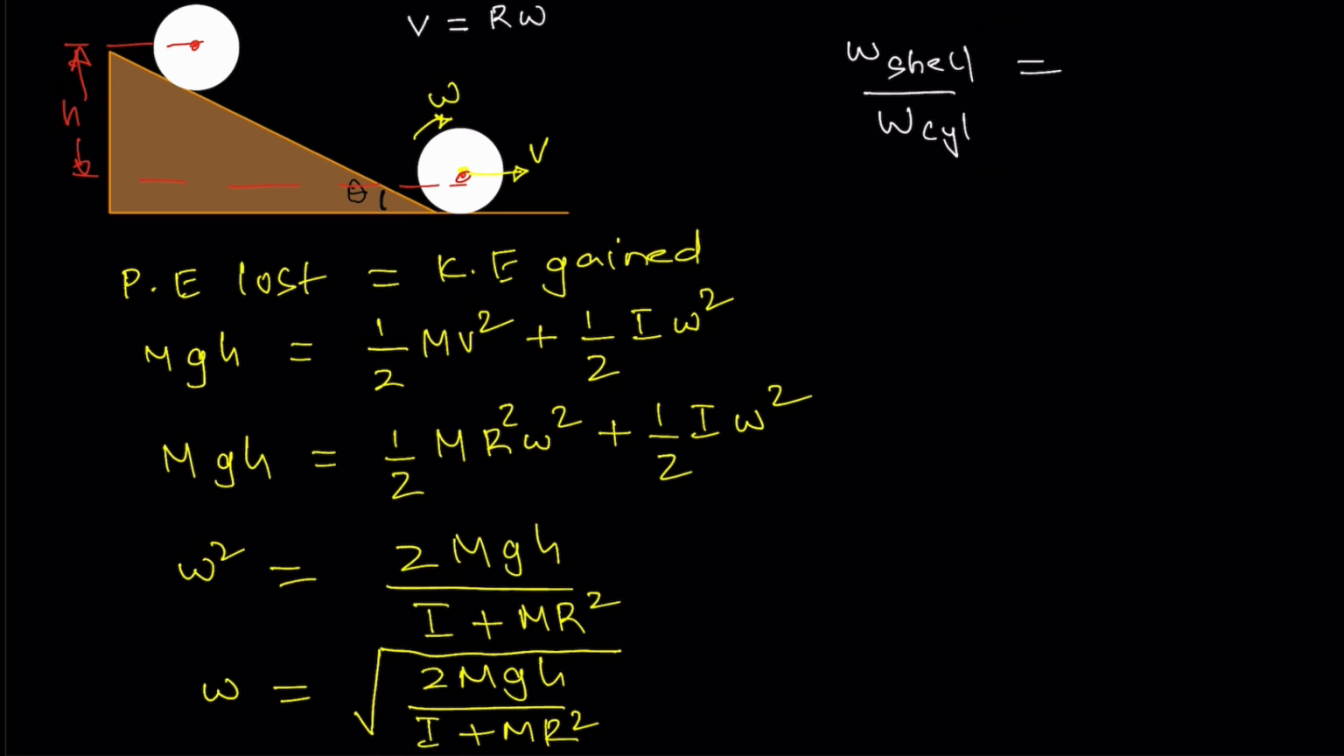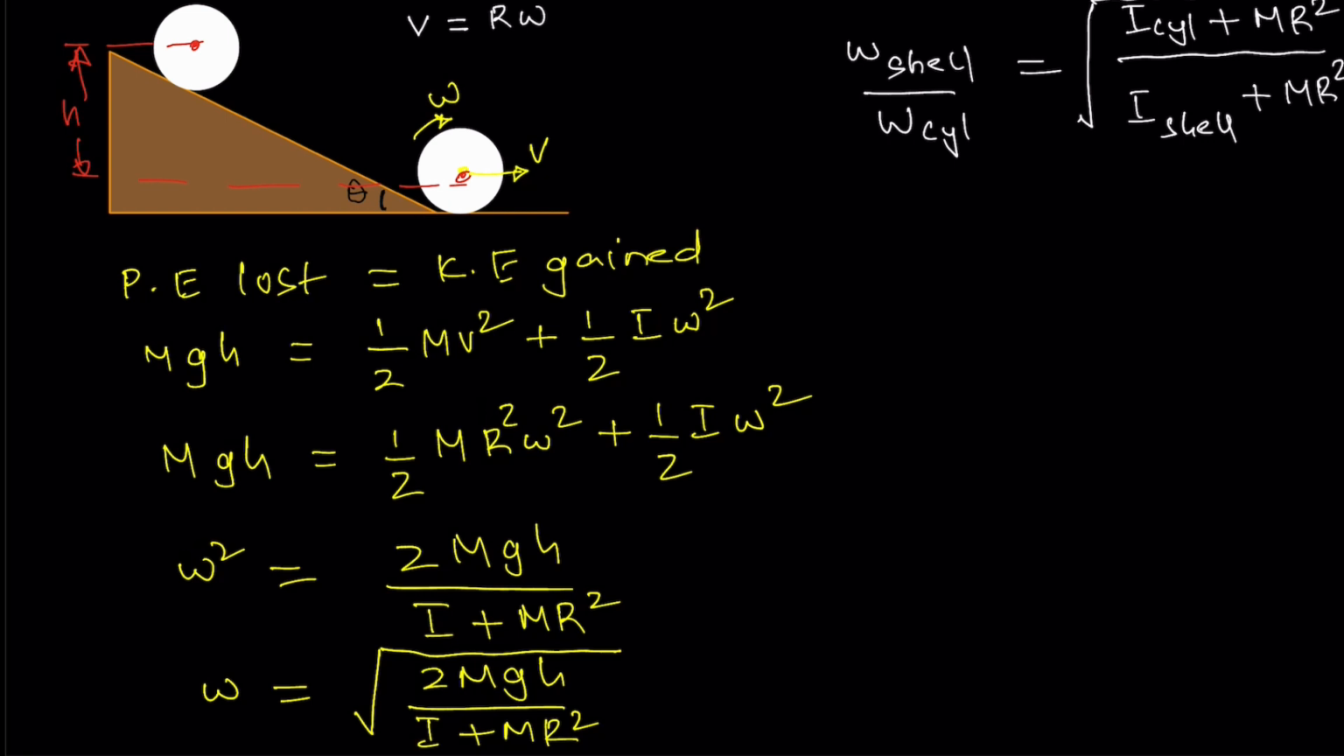For the shell, what do we have? I of the shell plus mr square, and for the cylinder it is I of the cylinder plus mr square. You understand why I have written the cylinder expression in the numerator and the shell expression in the denominator. And of course, don't forget to take the square root there.